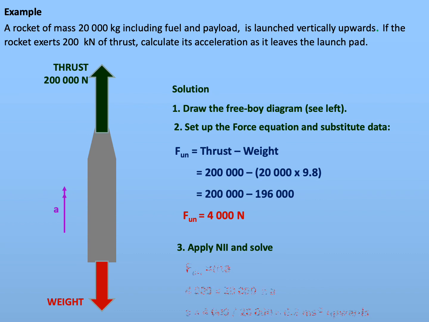We now apply Newton's second law. F equals ma. 4,000 is 20,000 times a. Algebra again required to rearrange for a. That rocket is accelerating upwards at 0.2 meters seconds to the minus 2.